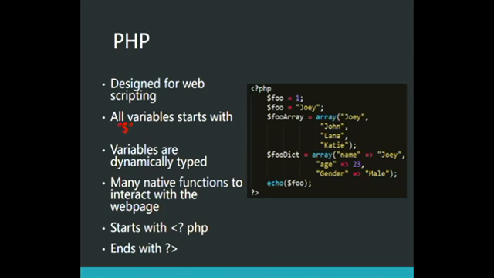And you can have arrays, which is just array parentheses and contents separated by commas. And then you can also have associative arrays, like a dictionary, which is key-value pairs. Name refers to Joey, age refers to 23, gender refers to male, and then you can have an echo. It's similar to print in C++, except in this case, you're printing stuff to the web page.